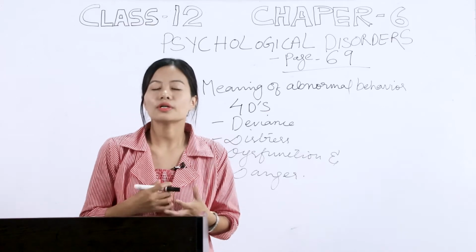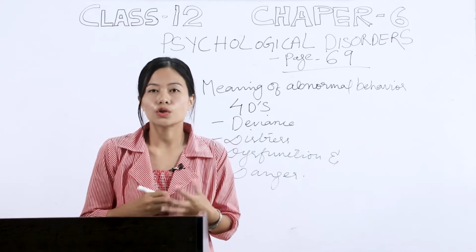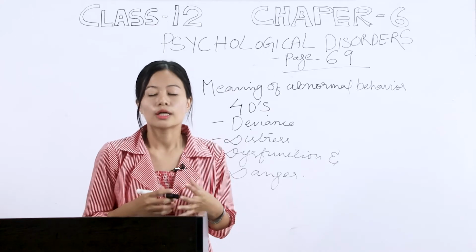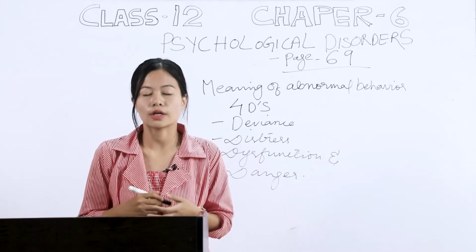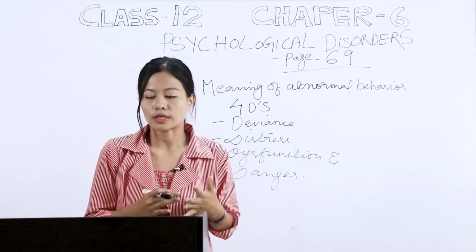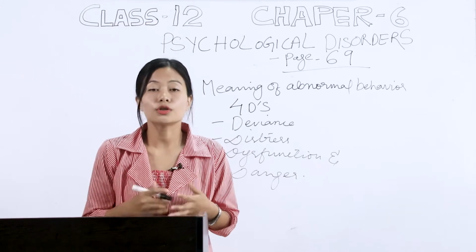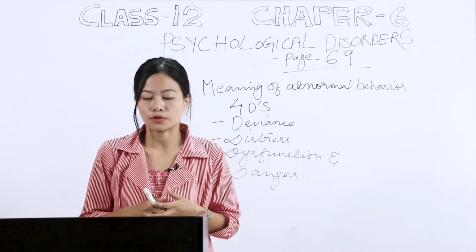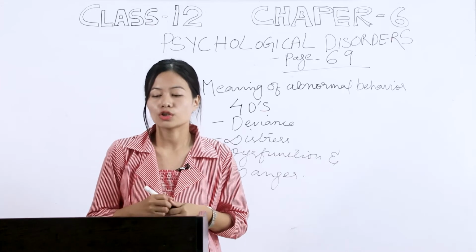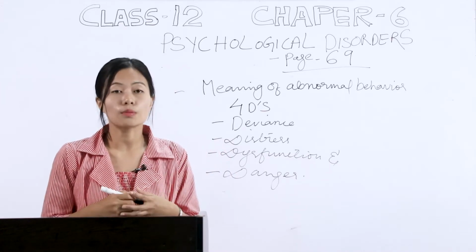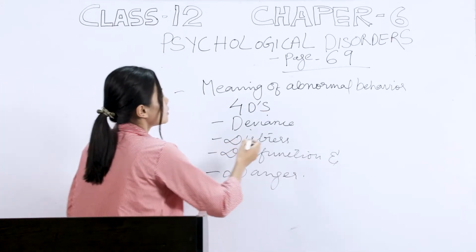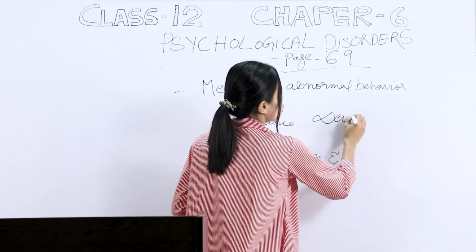Now, there are various approaches that have been used to distinguish between normal and abnormal behavior, okay? And from these approaches, there emerged two basic and conflicting views. The first approach views abnormal behavior as a deviation from social norms.